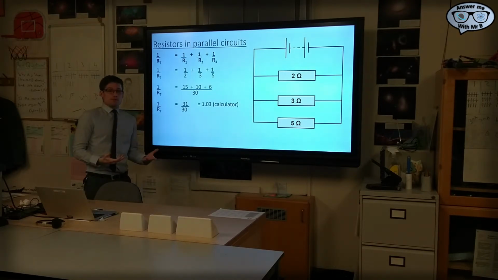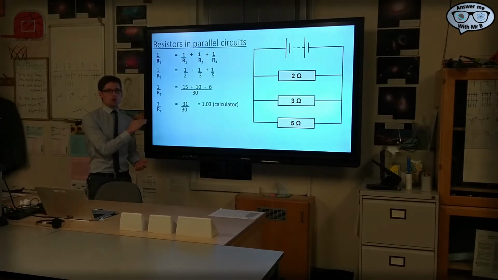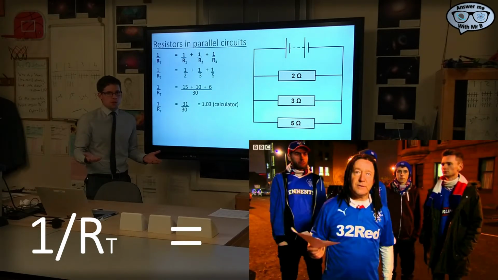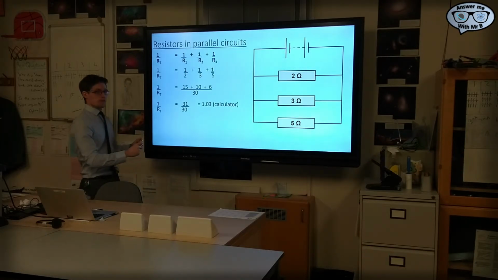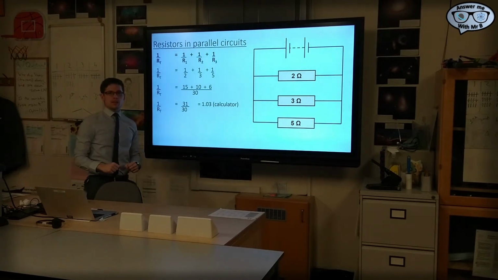So we're all done, yeah? That's final answer, 1.03 ohms. No, because this is 1 over RT. Nobody cares about 1 over RT. Okay? It's like the opinion of a Rangers football fan. Nobody cares. So what do you have to do? You need to get RT, not 1 over RT. And to do that, for a fraction, you flip both of these sides over.